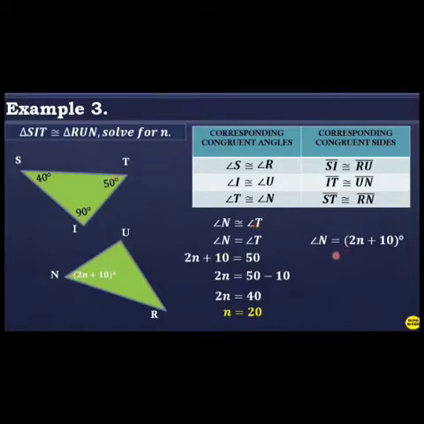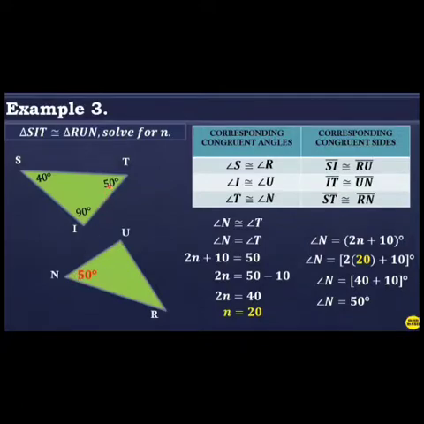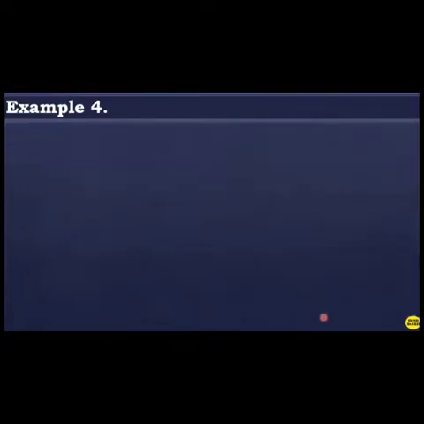Okay? So, substitute natin si 20. So, 2 times 20, that is 40 plus 10. So, your angle N is equal to 50 degrees, which is congruent to your angle T. So, based dito, they are congruent. So, it is correct. Let's have example number 4.